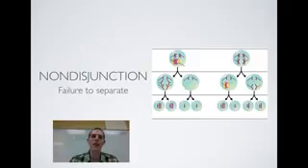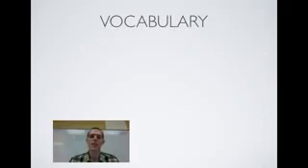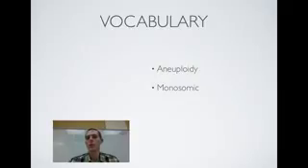A couple of genetic terms that you need to know as we talk about the rest of this stuff. First term is aneuploidy. Aneuploidy is any condition where you have either extra or missing chromosomes. If you are monosomic, you are missing one chromosome, so this means that you would have, for humans, a chromosome number of 45 instead of 46. Trisomy is where you have an extra chromosome, so you would have 47 instead of 46.